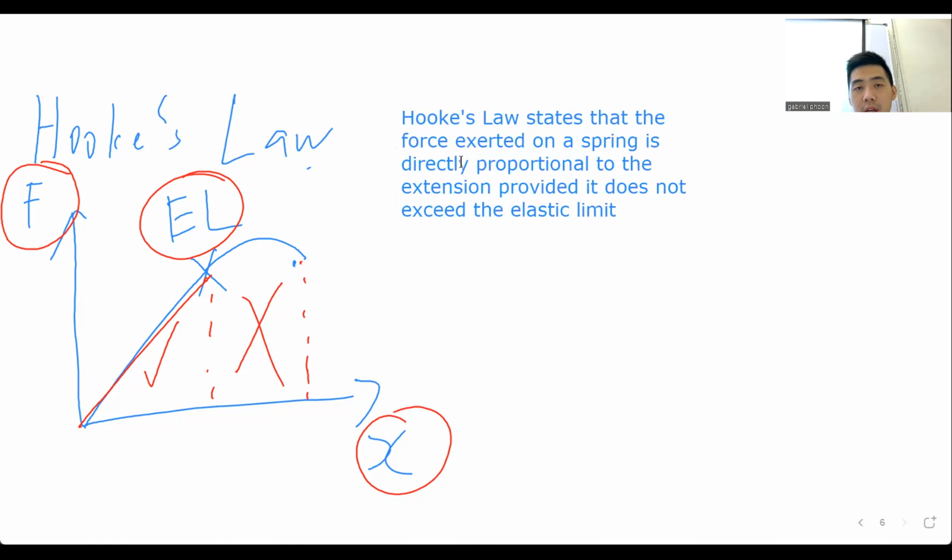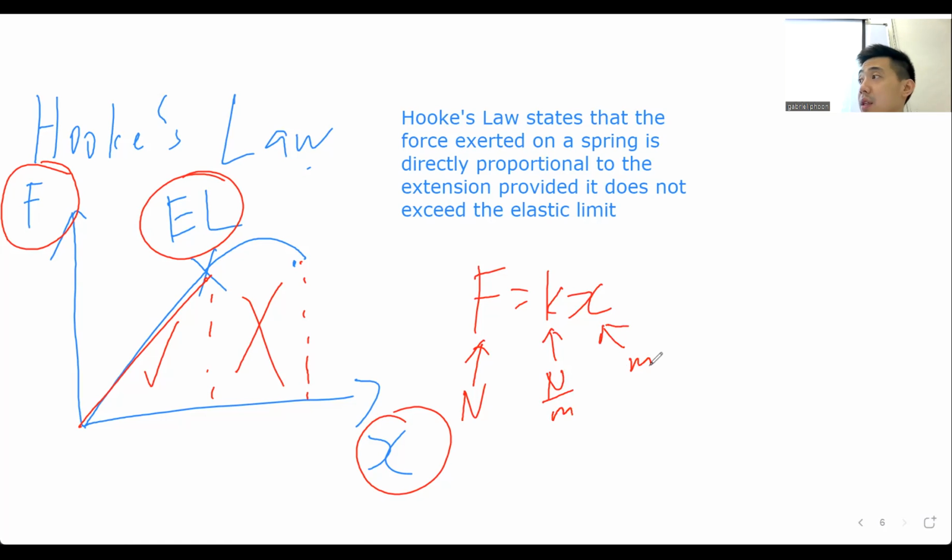This is essentially what you're supposed to say: Hooke's law states that the force exerted on a spring is directly proportional to the extension provided it does not exceed the elastic limit. This part here obeys Hooke's law. This part here does not obey Hooke's law. How about the formula? What's the formula for Hooke's law again? Anyone can tell me? F equals kx. Good, excellent. F equals kx. F is measured in newtons, k is the spring constant measured in newtons per meter, and x is the extension measured in meters.